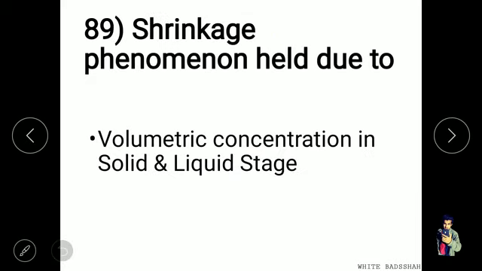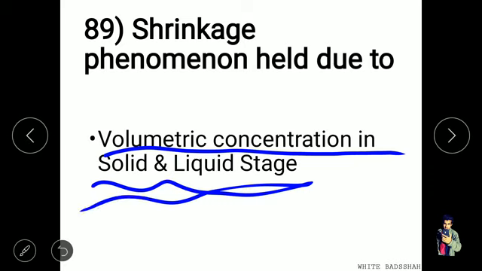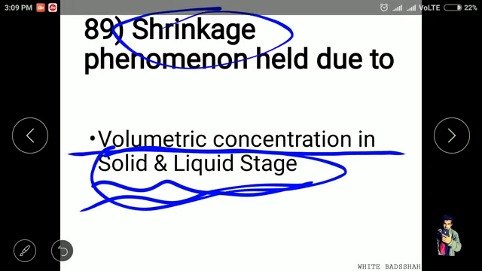Now, the shrinkage phenomenon happens due to the volumetric contraction between the solid and liquid states.